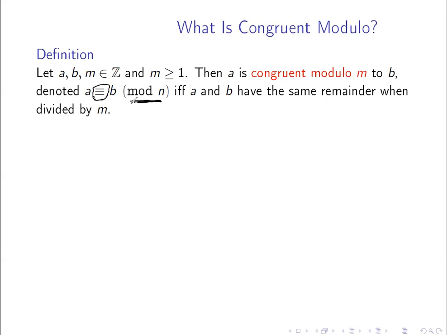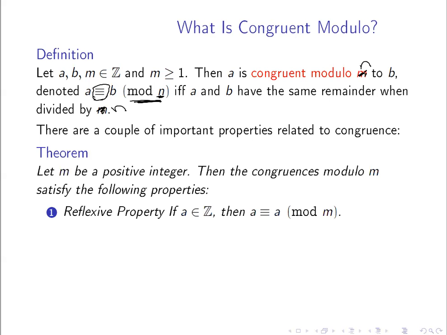So modular arithmetic is pretty much saying A and B have the same remainders when divided by, in this case, that's a typo, this should be n, congruent mod n. So A is congruent to B mod n if the remainder of A mod n, so if you take A and divide it by n, your remainder is the same as B when divided by n.